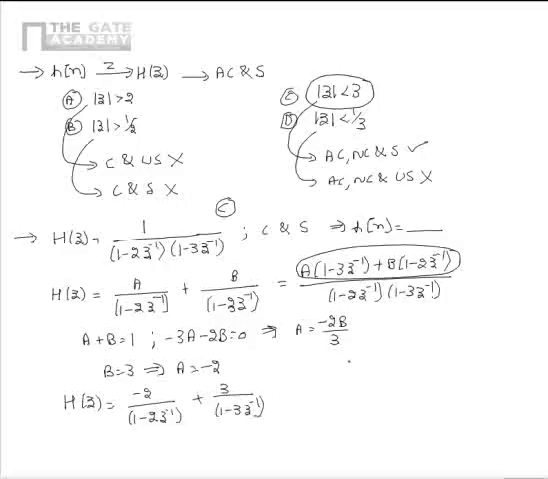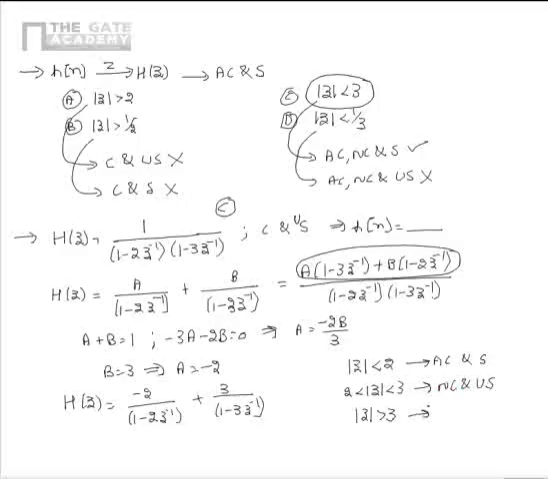Also, we can say that the ROCs possible for the given H of z are mod z less than 2, 2 less than mod z less than 3, and mod z greater than 3. In the first case, the system is anti-causal. Sorry, please note that it's given that the system is causal and unstable. So for mod z less than 2, the system is anti-causal and stable. For option B, the system is non-causal and unstable.